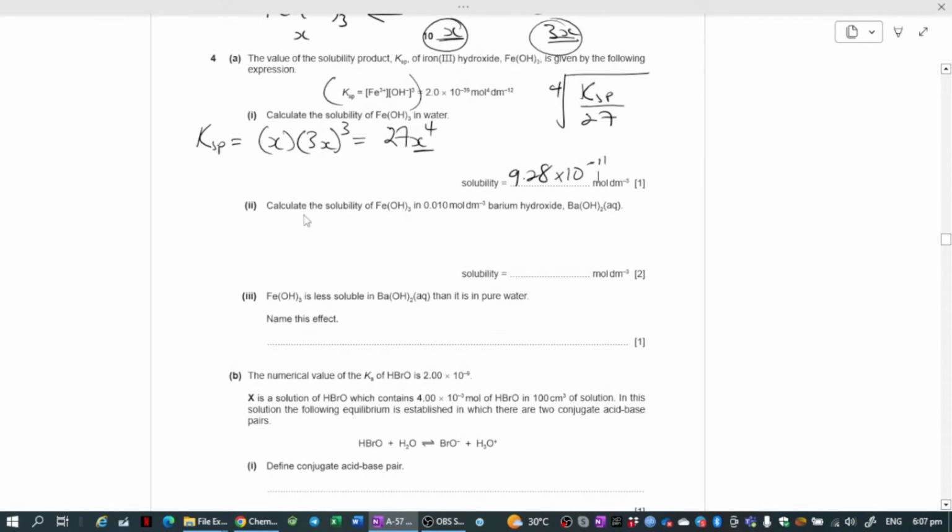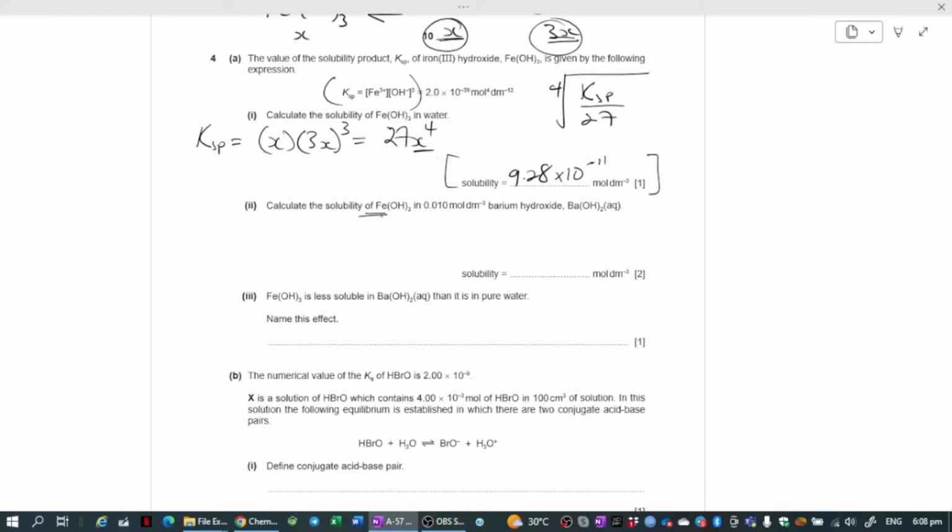Right? Then we are asked to calculate the solubility of iron 3 hydroxide in a 0.01 molar solution of barium hydroxide. Now, from just looking at the question, we should know what our final value would be like. We are now dissolving the iron 3 hydroxide in a salt that has an ion in common with it. And we know that there should be a predicted reduction in solubility. So when you calculate the value now, you should get a value less than the answer you just found here. And that would enable you to know whether you are on the right track or not.